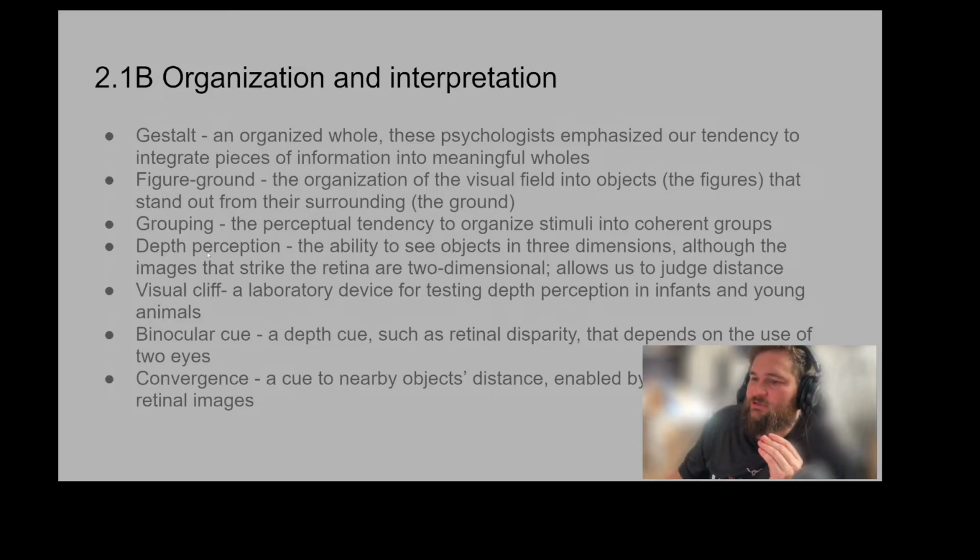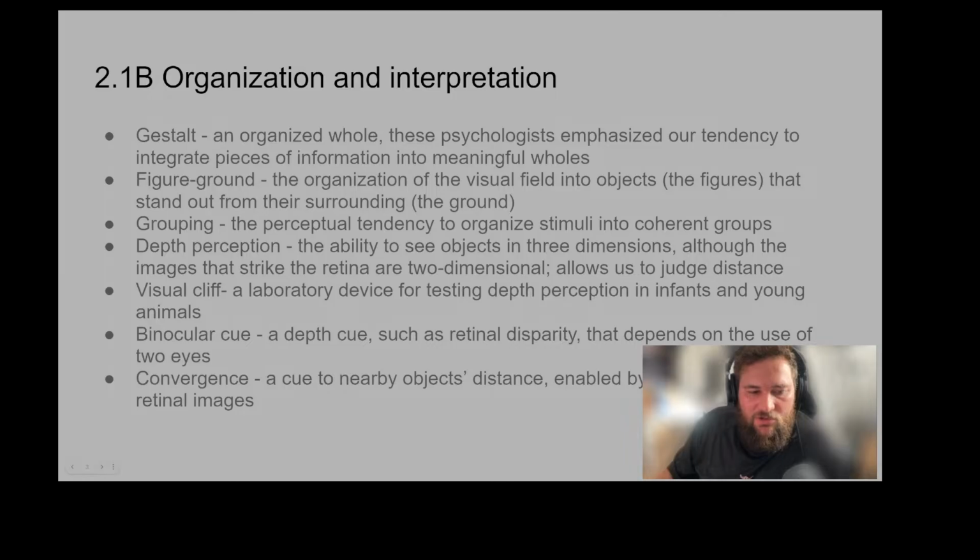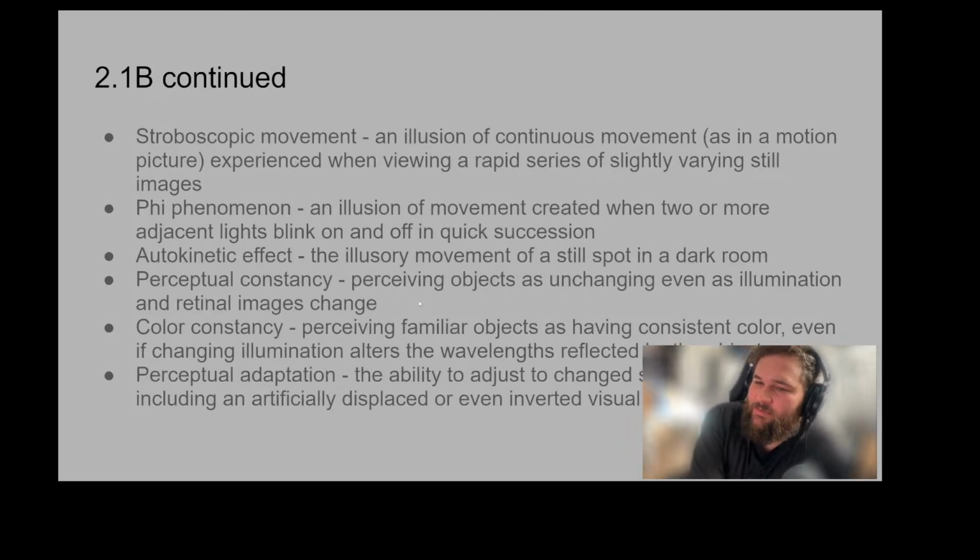Gestalt, figure ground, grouping, depth perception, visual cliff. Visual cliff, they give to babies. Binocular cues are how we see with two eyes. Convergence is when your eyes cross. So when you take off your glasses and you look silly, that's you. Two watching, and I'm one of them. Okay, visual cliff, convergence, cool. Stroboscopic movement, pictures together, we can see them as a video.